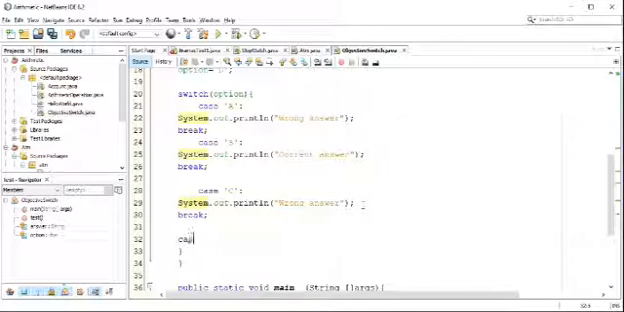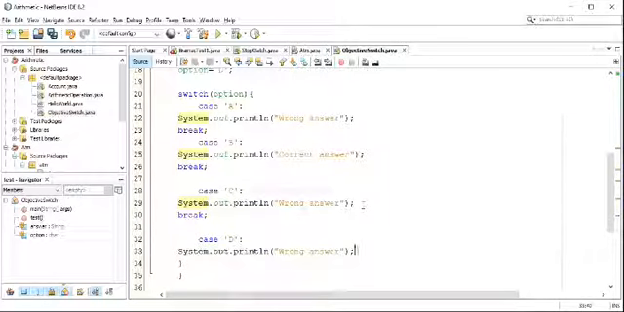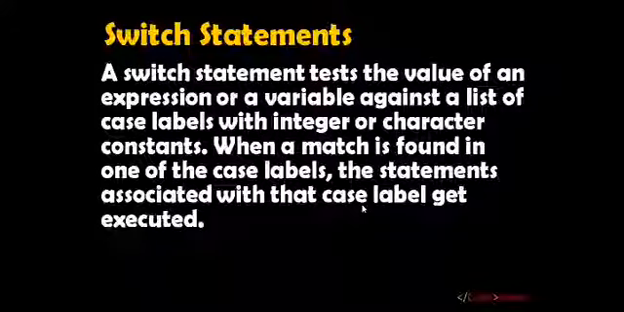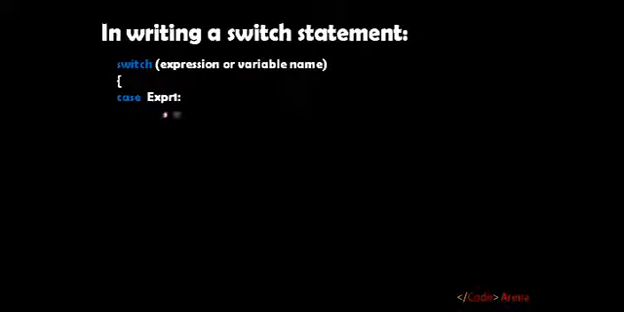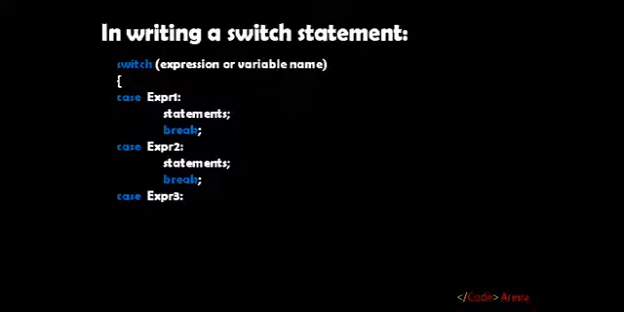Let's create another case label, which is lastly D. Wrong answer. Then break. Now let's look at the theory again. How do you write a switch statement? Switch, your expression or your variable name, open your curly brace, the case expression, statements. Then break, in the next case label, the statement, break, the next case label, the statement, break, and so on and so forth. Then you close the curly brace.